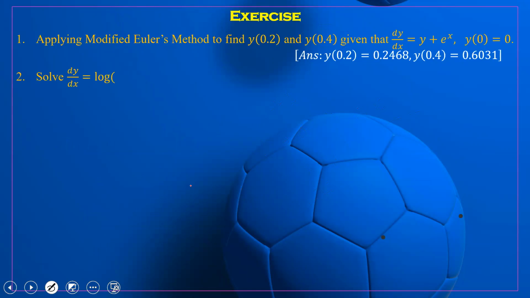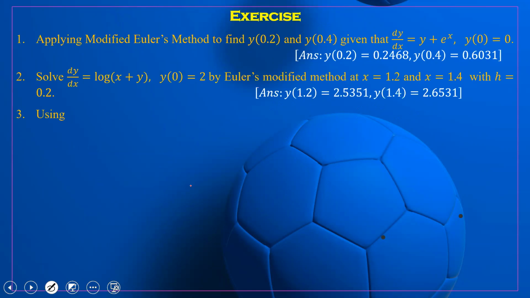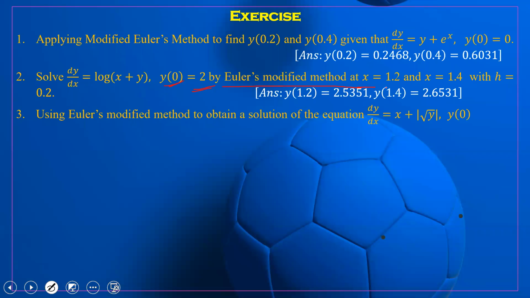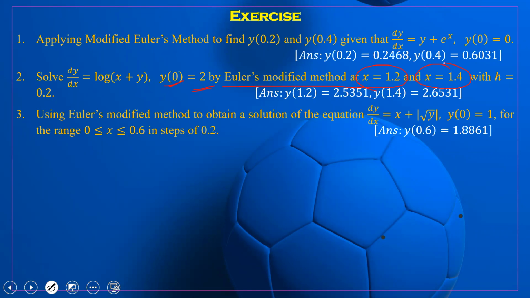Similarly, solve dy/dx is equal to log x plus y, with y of 0 is equal to 2. So here the initial value of x is 0 and the value of y is 2, using the modified Euler's method at x is equal to 1.2 and x is equal to 1.4. So clearly, with h is equal to, it is already given, I think this should be 1. It should be y of 1 because we have to calculate y at 1.2. So I will check it now.